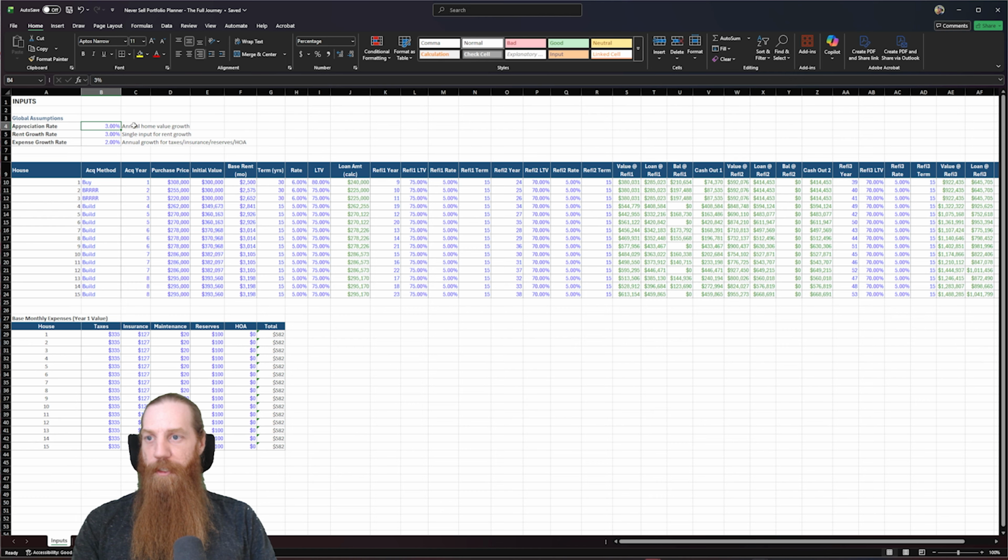So home appreciation, this is the annual home value growth. 3% is a pretty typical average that most investors will use. You could drop it down to 2% if you want to be ultra conservative. But 3% even still is a pretty conservative number in most times.